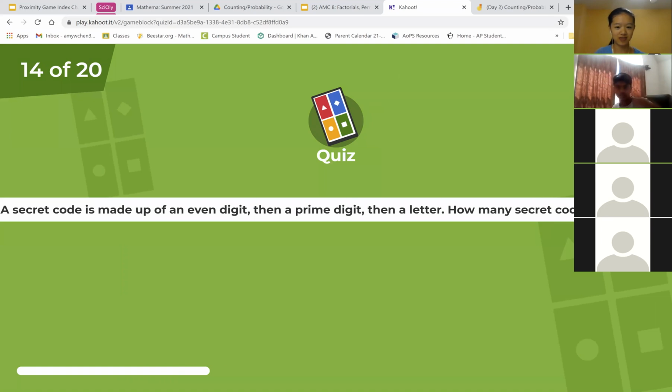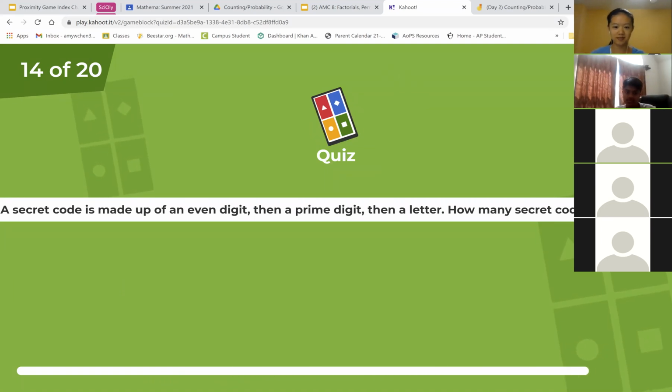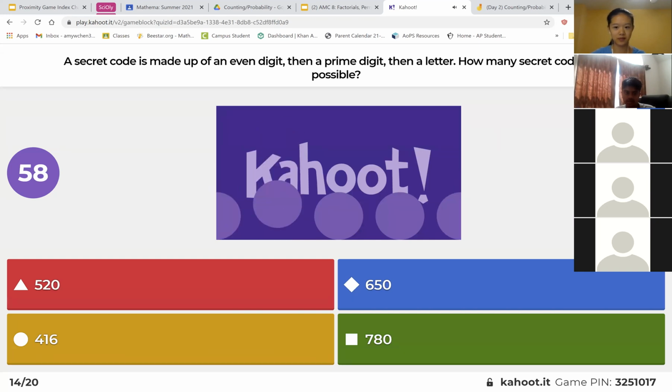A secret code is made up of an even digit, a prime digit, and then a letter. How many secret codes are possible? Okay, I got the answer.